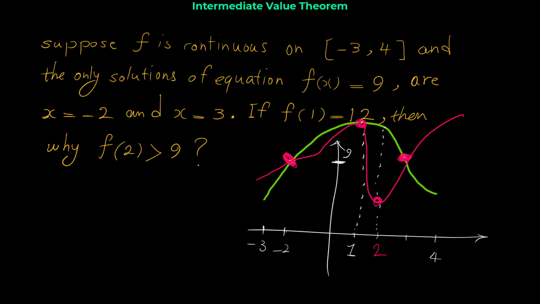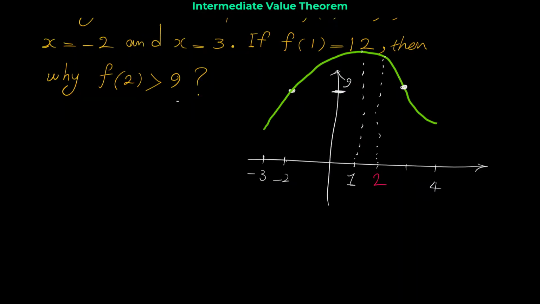So as you can see, because f of 1 is 12, we want to prove that f of 2 is greater than 9. But if you suppose f of 2 is less than 9, based on IVT, somewhere between 1 and 2, your graph crosses y equals 9. So now that we have the idea of the proof, let's start doing the question.